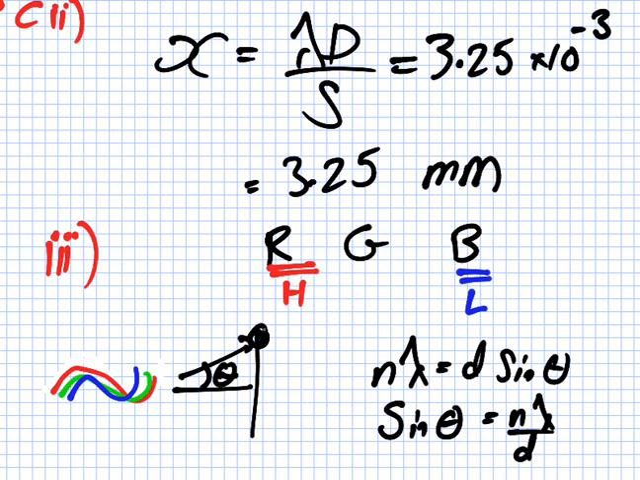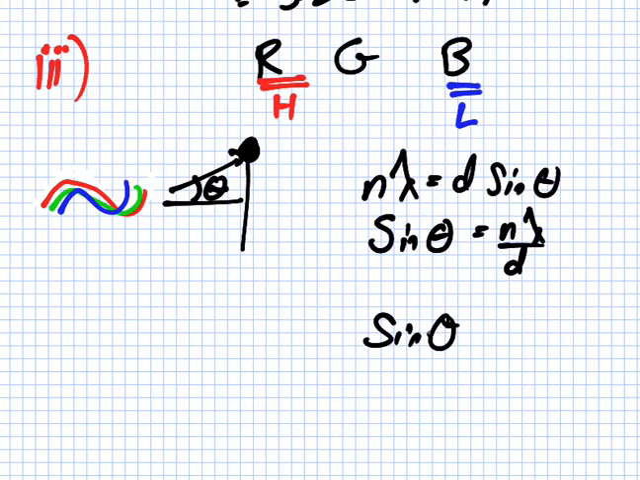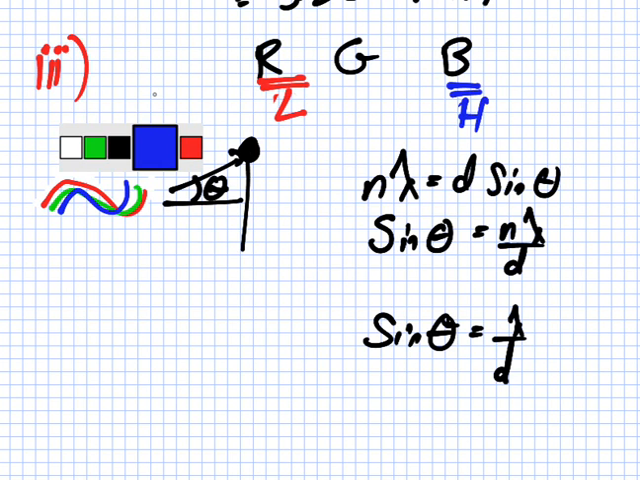So let's look at the first dot as an example. That means n is 1, so sine theta equals lambda over d. Isn't the frequency higher here? Oh sorry, you're right, I had it wrong. Red, orange, yellow, green, blue, indigo, violet. Violet is the one with the most frequency. Thank you for pointing that out. So this one is the high one, and this one is the low one, for frequency.